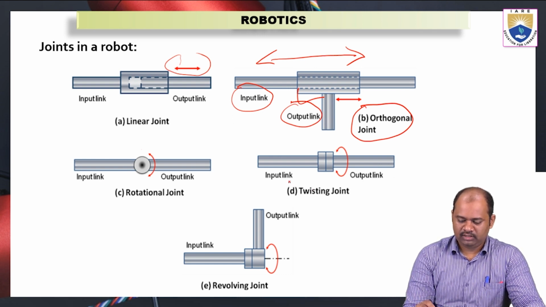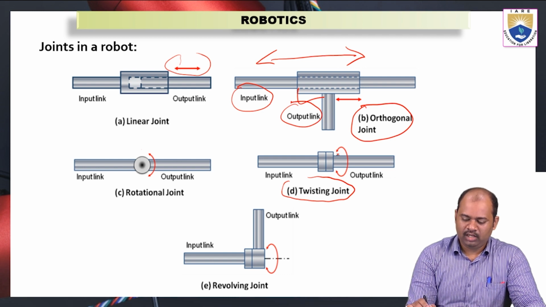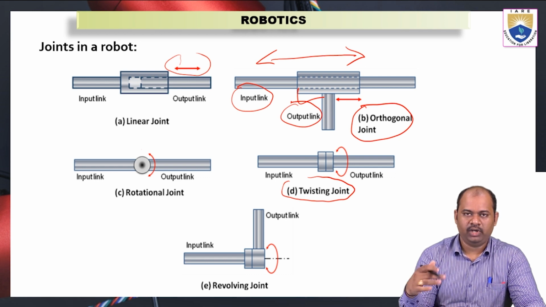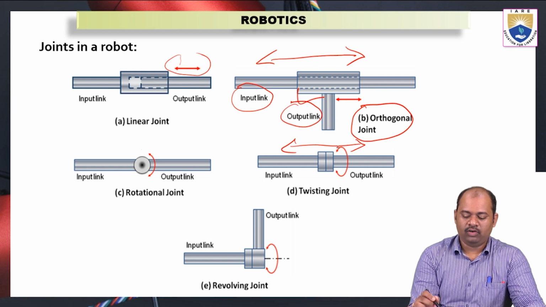And the fourth one is the twisting joint. See here, the input link is there, on which an output link is connected like a screw and bolt arrangement. This output link can rotate in the perpendicular plane. It can also move forward or backward. Just moving on this plane alone is not useful, even though it is also used for some operations. So this can rotate and it can move forward and backward also.